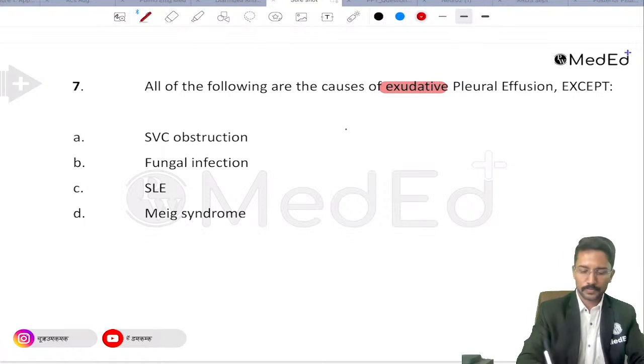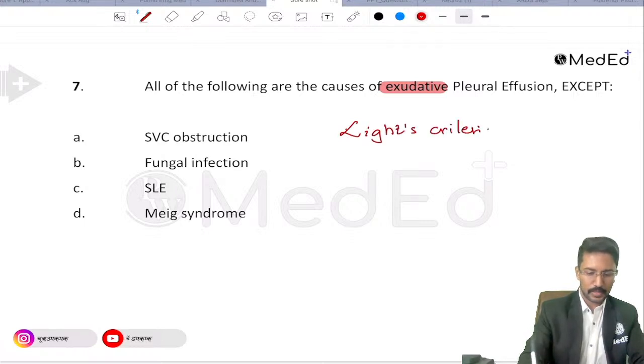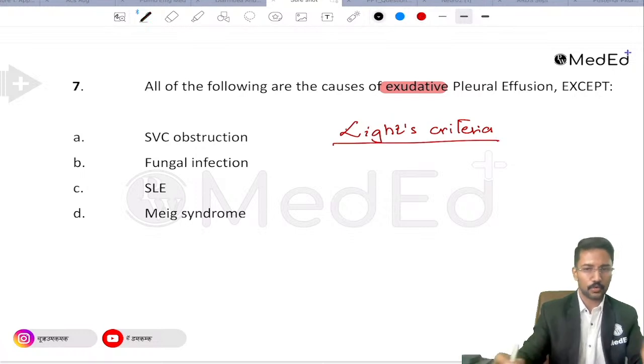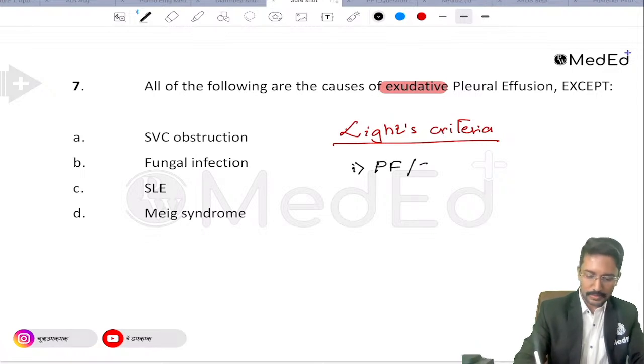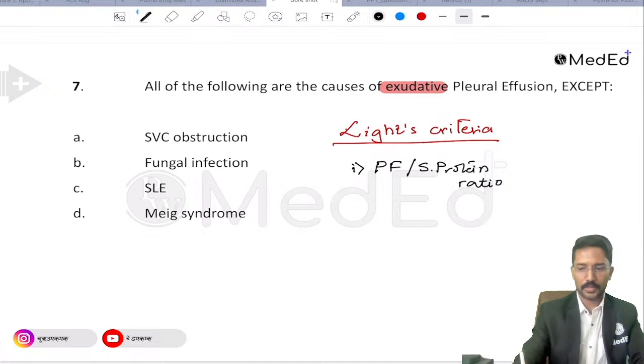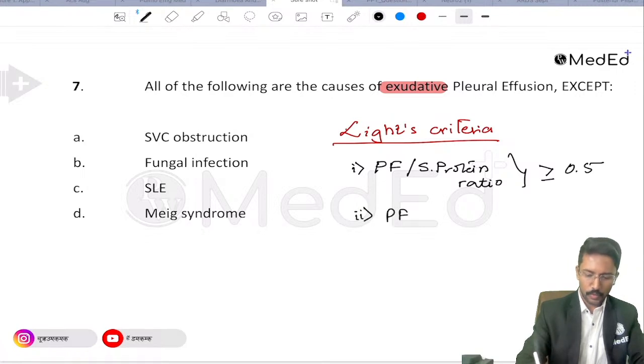The criteria is called Light's criteria, right? So there are three components of Light's criteria. You do a pleural fluid analysis, and the first thing is the pleural fluid to serum protein ratio, if it is more than or equal to 0.5, or the pleural fluid to serum LDH ratio, right? Pleural fluid LDH and serum LDH.